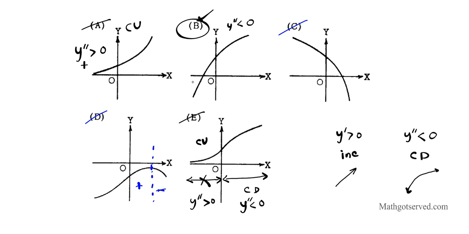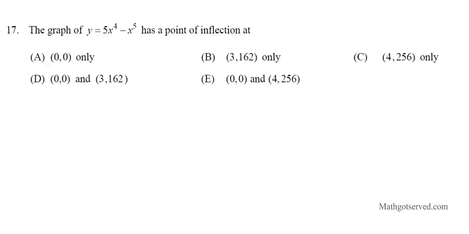So the answer is B. Increasing, concave down. This is concave down, and y prime greater than 0 means that the graph is increasing. Increasing, concave down, combine these together, you have a graph looking like this. So there you have it. Okay, let's take a look at question 17.